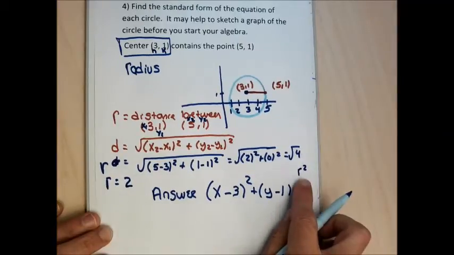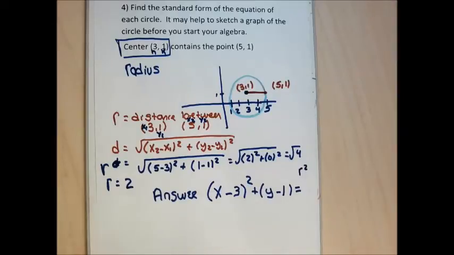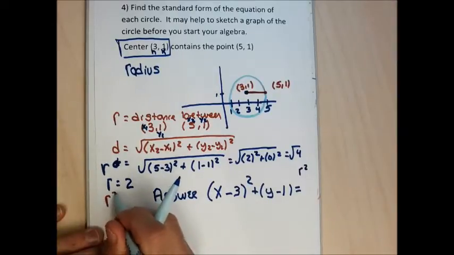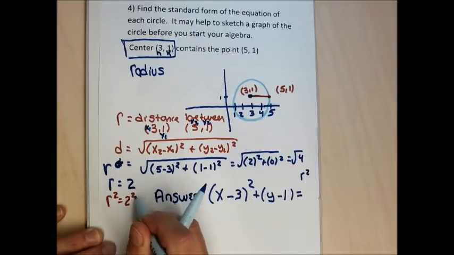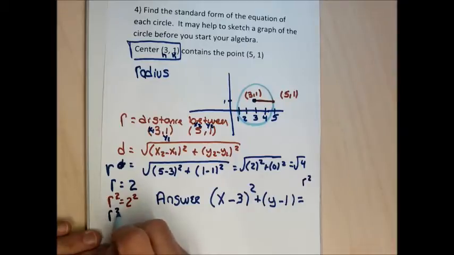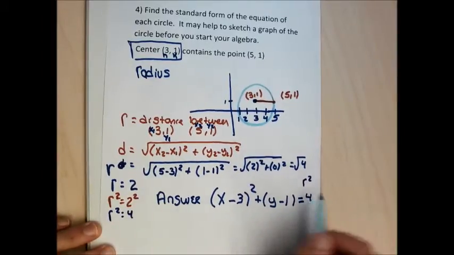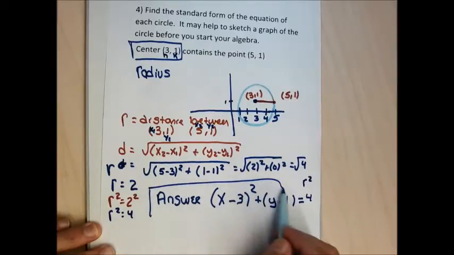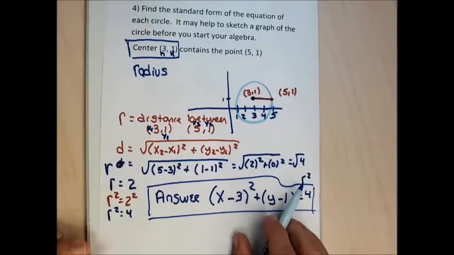My formula needs the radius squared. So I'm going to have to figure out what the radius squared is, and I get it by just squaring the radius. The radius squared is going to be 4. So in my equation for my answer, I'm going to plug a 4 in for the right-hand side, because the right-hand side doesn't have the radius, it has the radius squared.